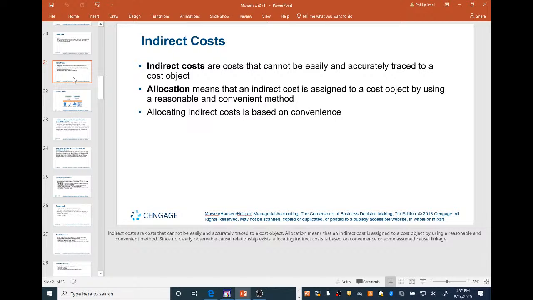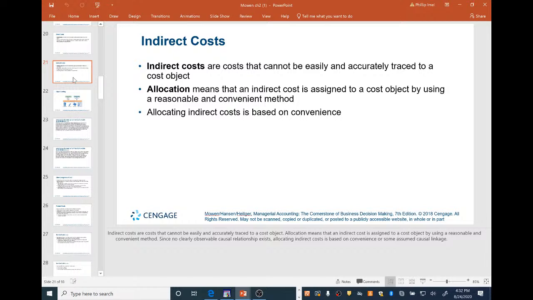Allocation means that an indirect cost is assigned to a cost object by using a reasonable or convenient method, and we'll get into the different methods later on within the semester. Allocating indirect cost is based on convenience, so we always want to make sure it's convenient to do so, right? We don't want to make anything harder than it already is, or do unnecessary steps. We want to keep it as simple and as lean as we can.